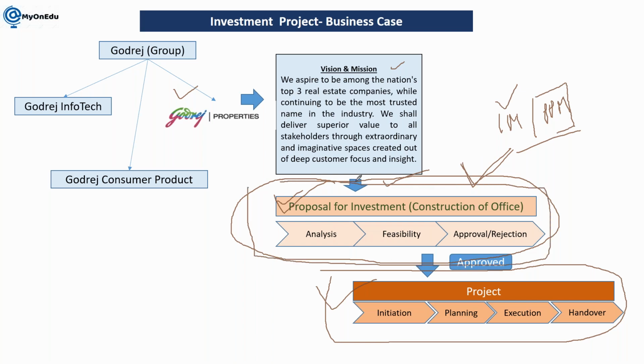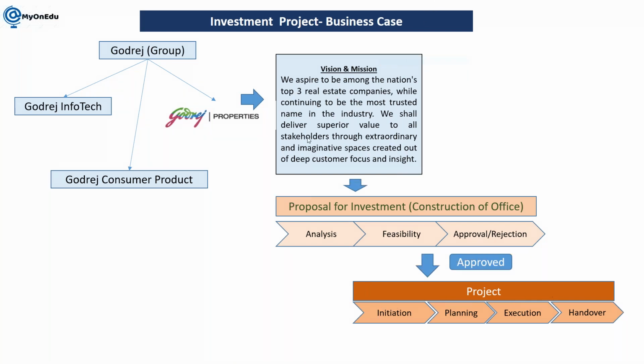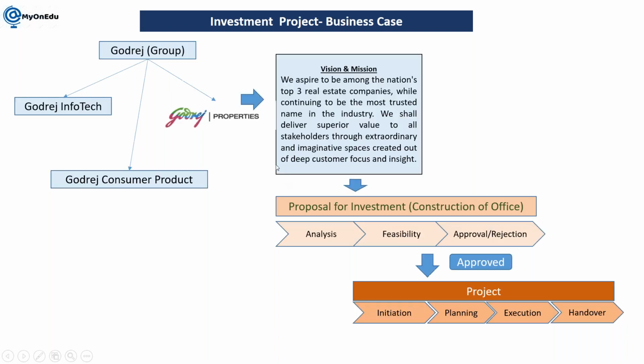So we can cover this portion in IM or PPM. IM I will cover here, how we can cover this requirement as an implementation, and we'll understand all the perspectives. Once it is approved, then how we start from initiation, planning, execution, and handover will be managed in Project System. We'll understand this portion in detail. So this is an example of an investment project business case, when we are doing some investment.